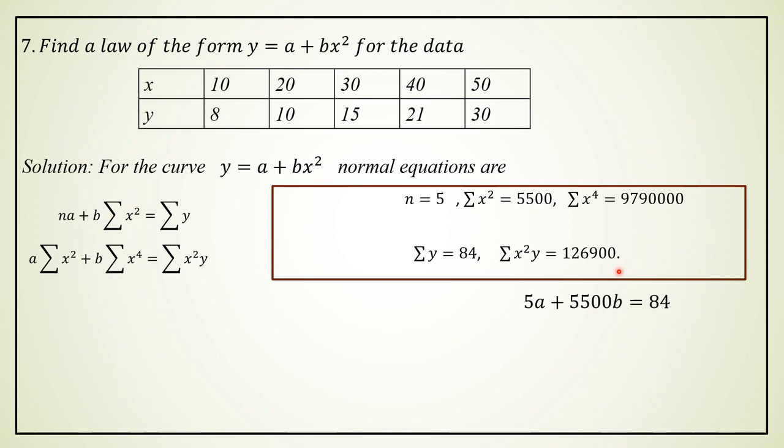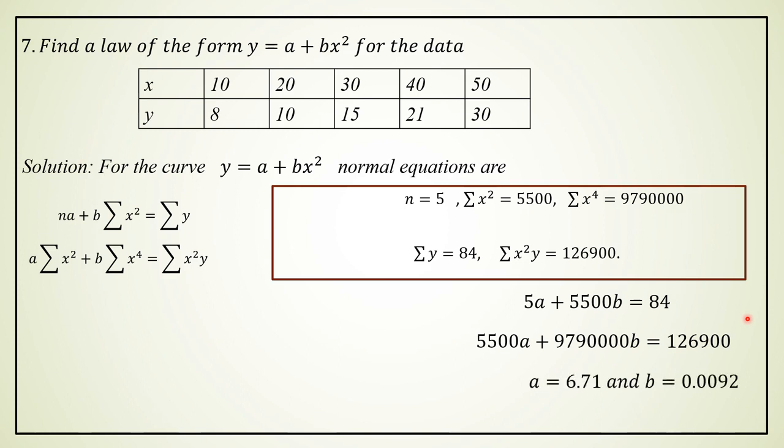Substitute the values of these summations in the normal equation so as to get a simultaneous equation with two unknowns. Solve the simultaneous equations. Therefore, the value of a over here is 6.71 and b is 0.092. So just substitute the value of a and b in the given curve. Therefore, the best fit for the given set of observations over here is y is equal to 6.71 plus 0.0092 x squared. That completes the problem.